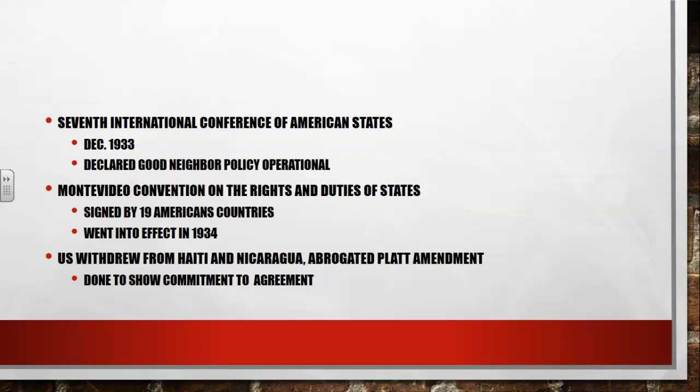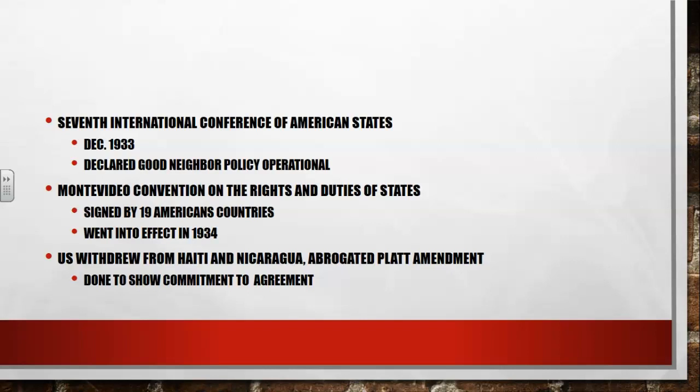Then in December of 1933, we're going to get the 7th International Conference of American States. And this is when the Good Neighbor Policy is going to be declared operational. So it was previously announced during Roosevelt's inaugural address in March of 1933. However, it's officially going to be operational and in action when we get to the 7th International Conference of American States, December of 1933.